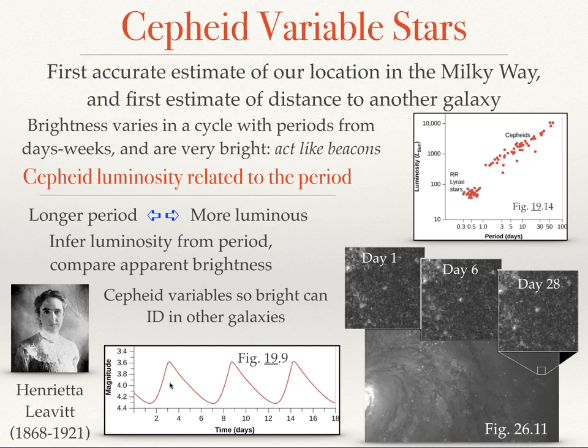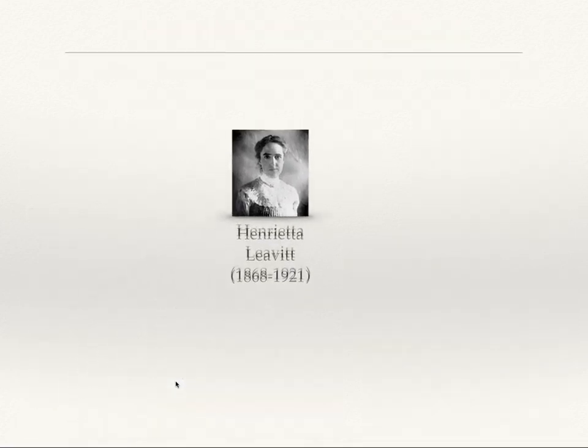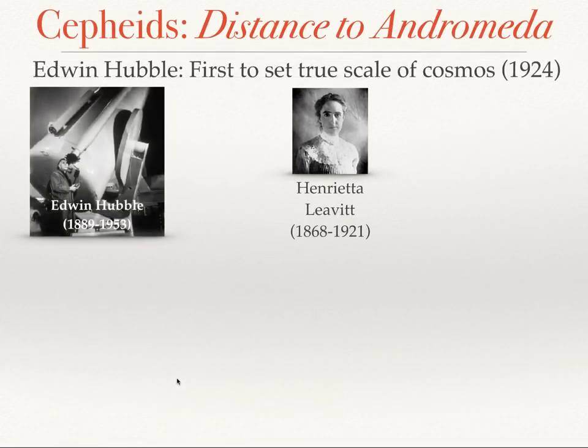The curve traces out a very characteristic shape we call a sawtooth. And this pattern, if you plot a variable star's brightness and you see a sawtooth, it's a pretty strong sign that you are in fact talking about a Cepheid variable. So Cepheid variables were used by Edwin Hubble to make the first determination of the distance to a galaxy, and thereby he was the first person in history to set the true scale of the universe as a whole. And he used Leavitt's law, discovered by Henrietta Leavitt, to do that.